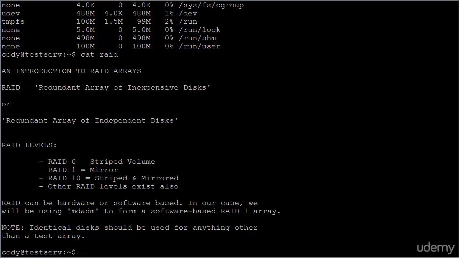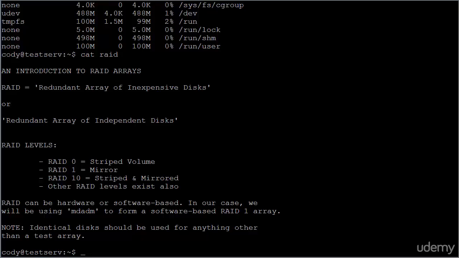RAID stands for Redundant Array of Inexpensive Disks, or it's sometimes called a Redundant Array of Independent Disks. Now, what you're doing with RAID is you're linking hard drives together in such a way that they can do things that one single hard drive by itself would not be able to do.